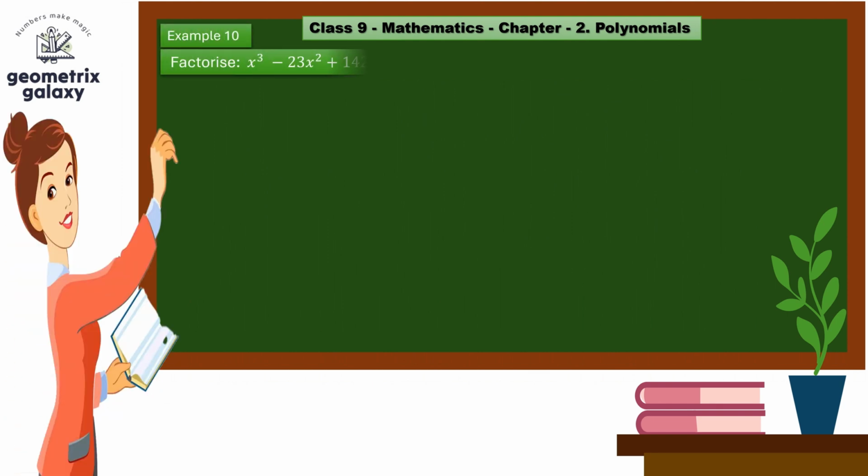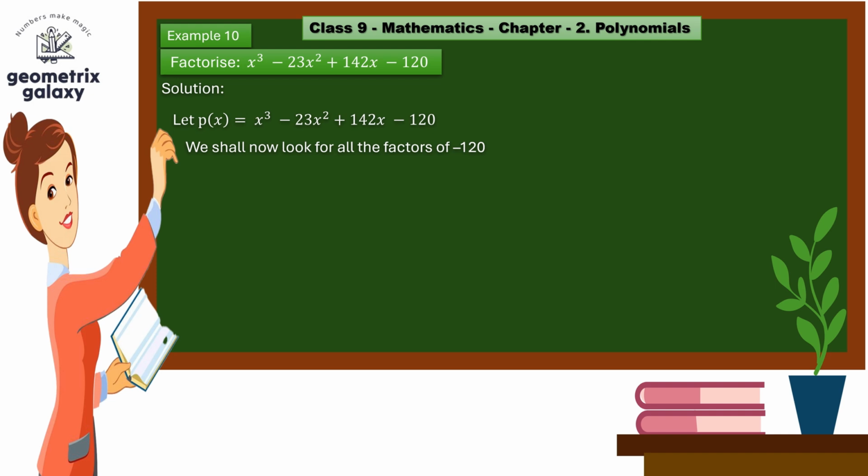Here is the problem. We are going to factorize a cubic polynomial, that is x cube minus 23x square plus 142x minus 120. Let us take p of x is equal to x cube minus 23x square plus 142x minus 120. Now the constant term of this polynomial is minus 120. So from this we can guess what can be the factors of this polynomial. The factors of minus 120 are plus or minus 1, plus or minus 2, etc. up to plus or minus 60.